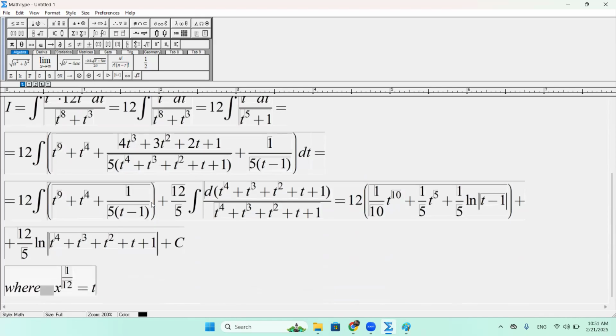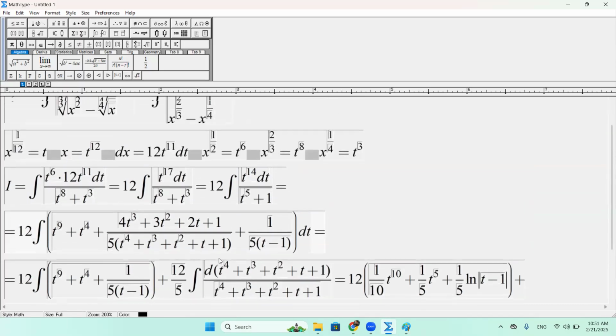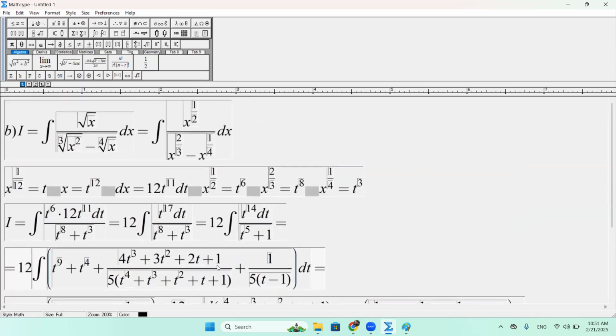So any questions about this exercise? How do we get 12 over 5? I don't understand 12 over 5. Yes, but I expanded this sum, so 12 is the coefficient before this integral. Okay, I understand. So be attentive, everyone. Don't lose the coefficients, in order not to receive mistakes. More questions?